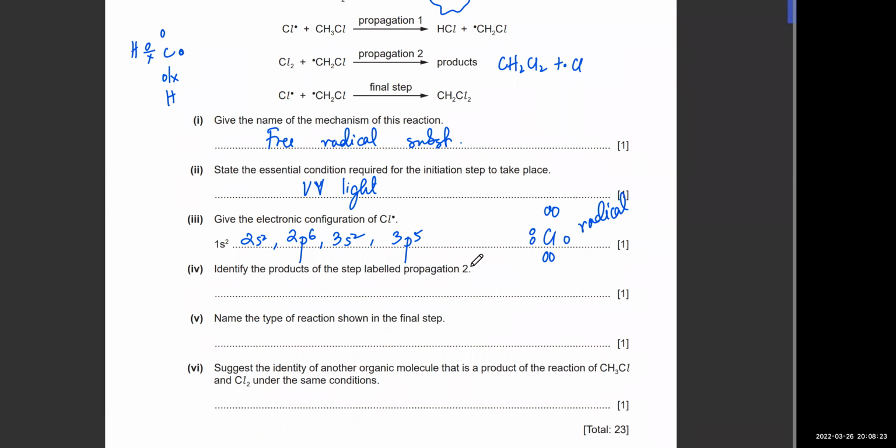So identify the products of the step labelled. We did that. If you wanted to name them, that's dichloromethane and a Cl radical. Name the type of reaction shown in the final step. That's termination. In the last step, any two free radicals can combine together. So that one is termination.